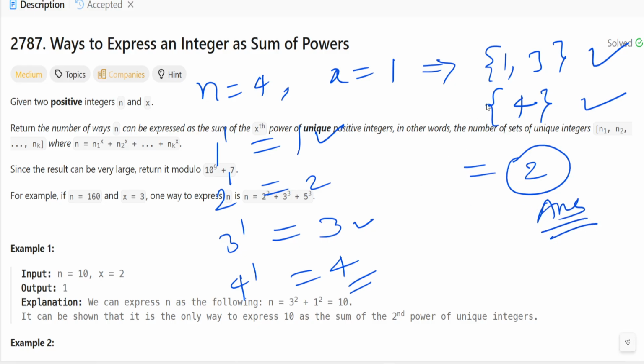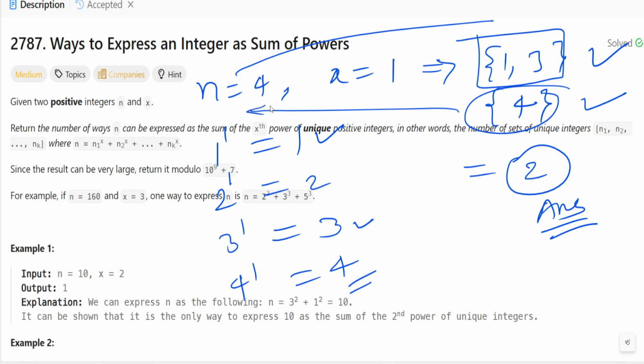I hope you understand. It means that if you do the sum of these valid sets, it will give you n. There are 2 ways we can do the sum and get the value. So 1 and 3, and 4, are the valid sets, and that gives you the answer. I think you are able to understand these examples. Still, if you have a doubt, let me know in the comment section.